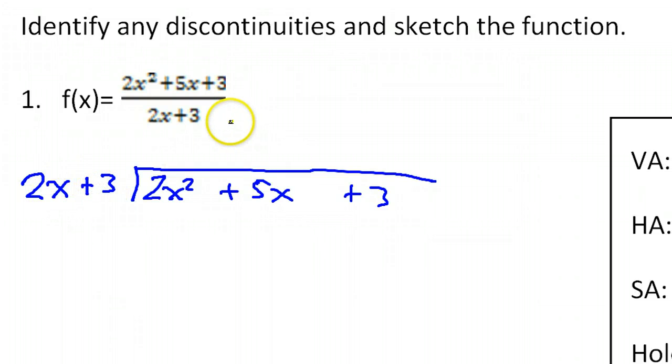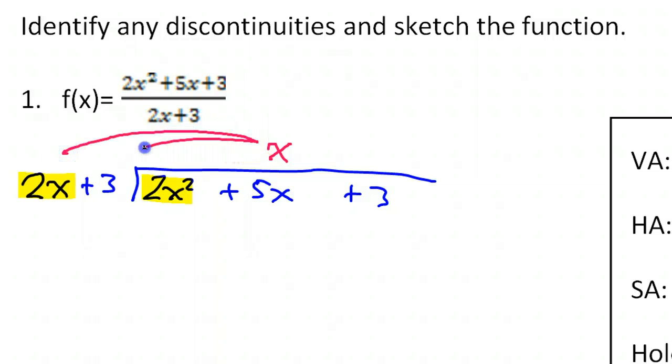Now, in order for there to be a slant asymptote, there has to be a remainder. If there's no remainder, that means that the denominator actually gets canceled out. So let's take a look. We look at the first term in both polynomials, and we ask ourselves, 2x times what will make 2x squared? Well, that's x. I'll put it in the x spot.